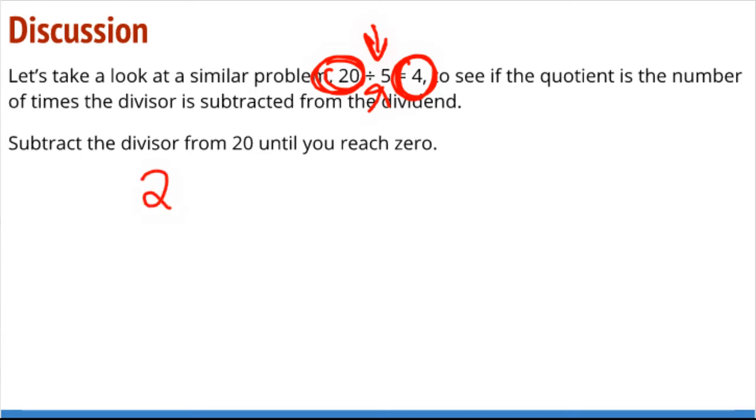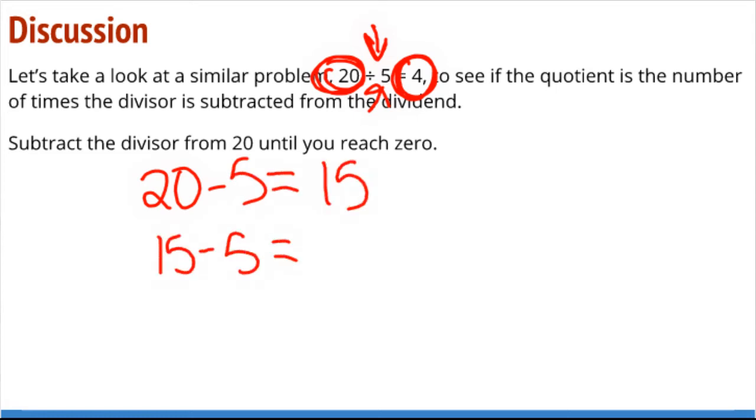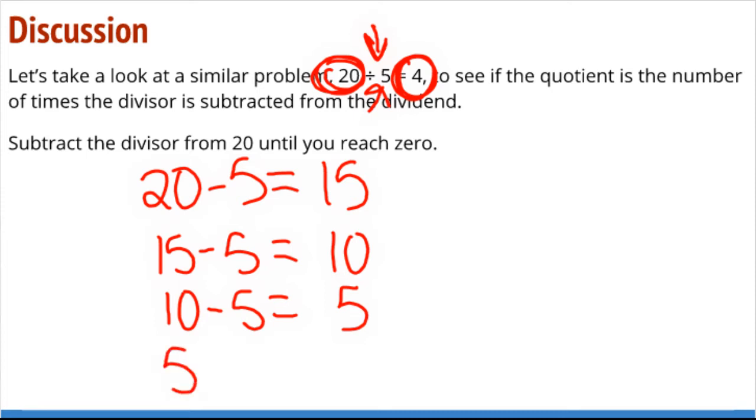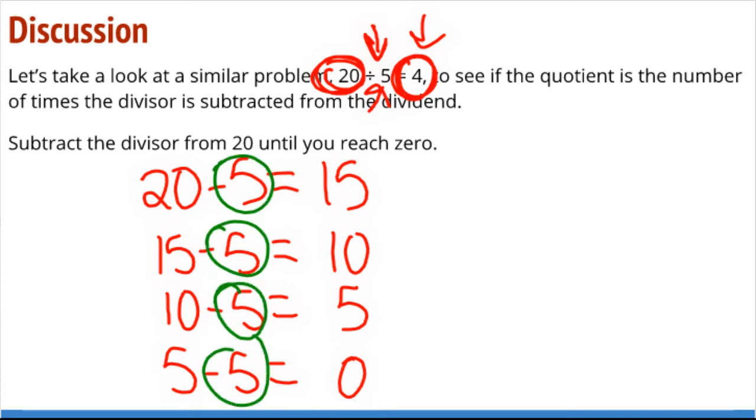So we'll take 20, and we'll subtract 5, and that will give us 15. And we'll take 15 and subtract 5, and that will give us 10. And we'll take 10, and we'll subtract 5, and that'll give us 5. And we have 5, and we subtract 5, and that leaves us with 0. So how many times did we subtract out the 5? Our prediction was 4. Let's do a quick check here. We subtracted out 1, 2, 3, 4 times. So our prediction was correct.